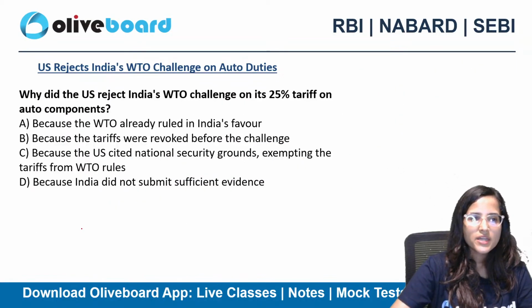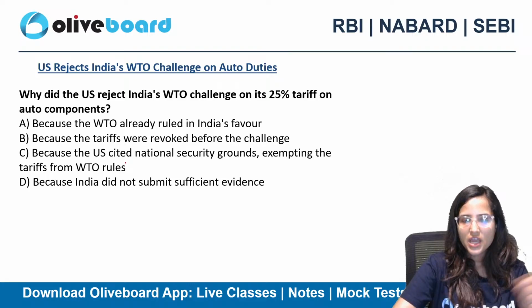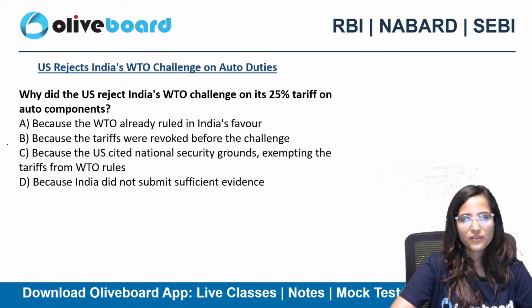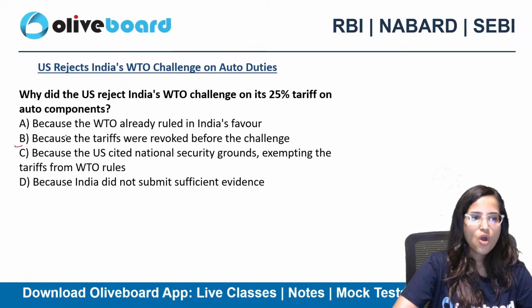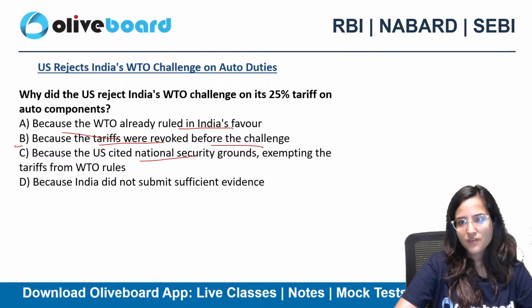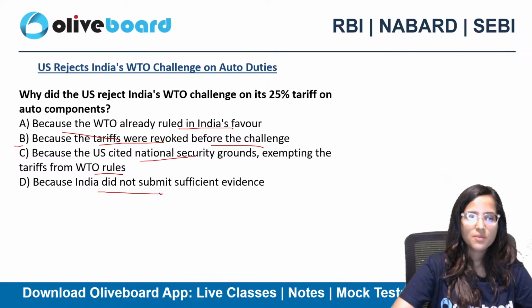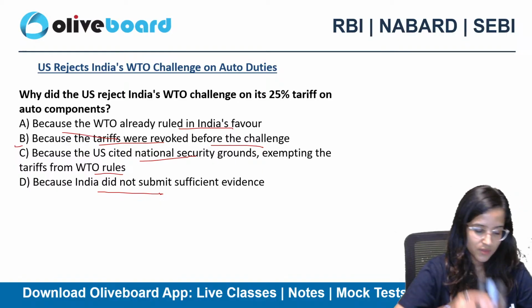Fine. So why did US reject India's WTO challenge on its 25% tariff on auto components? Because the WTO already ruled in India's favor? Because tariffs were revoked before the challenge? Because US cited national security safeguards exempting the tariffs from WTO rules? Because India did not submit sufficient evidence? What is the answer?